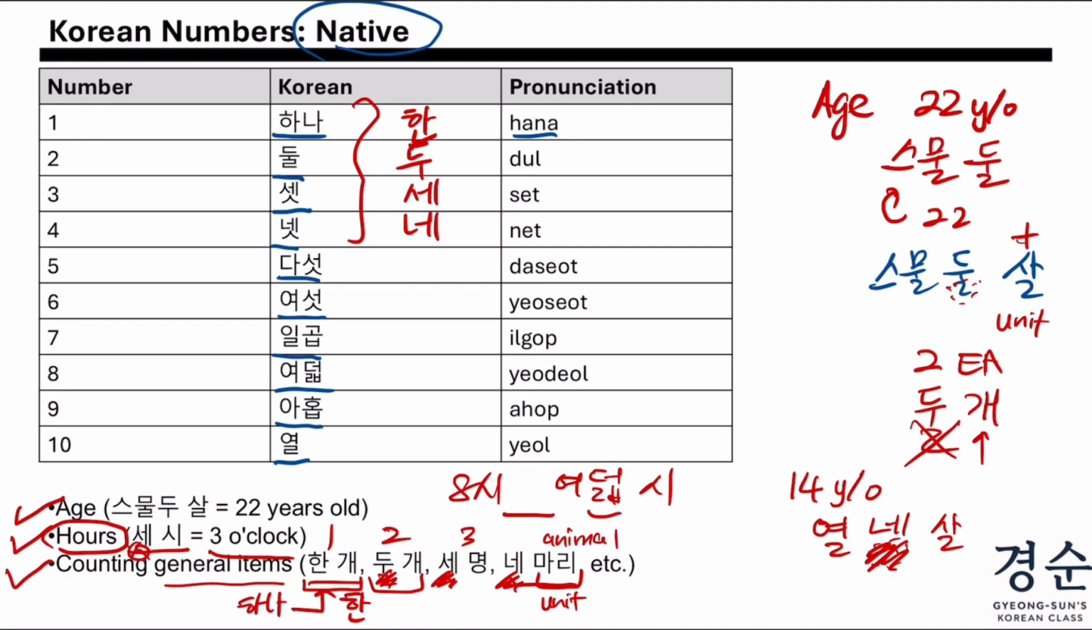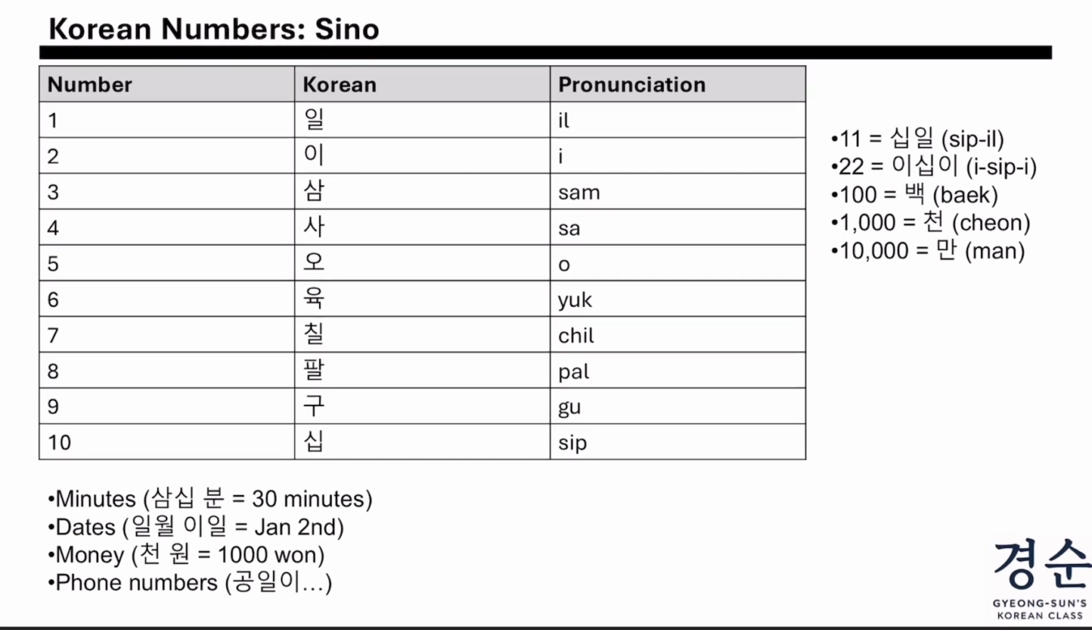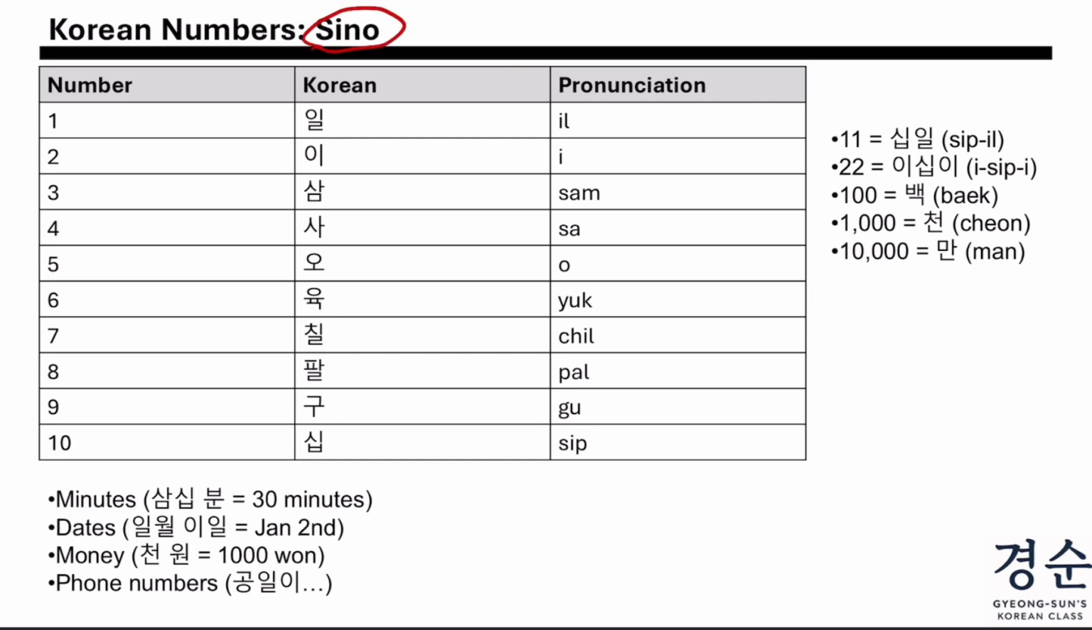Okay, and let's see the Sino-Korean numbers. So basically, Sino-Korean numbers have the corresponding Hanja, which is the Chinese character. Okay, so if you are familiar with the Chinese language, you might find it very similar to the pronunciation when you are counting in Chinese, basically.